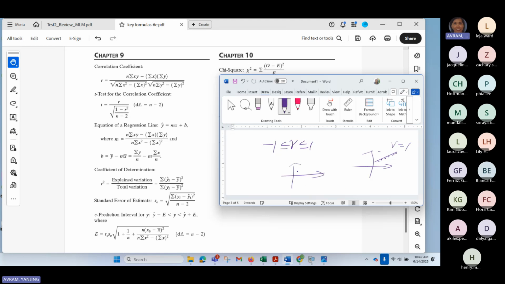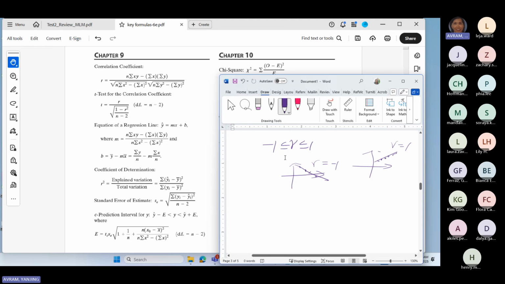And if the points line up perfectly in a straight line, but it's decreasing, then R will be -1. Okay, so that is the correlation coefficient. It indicates how strong the relationship is between X and Y, the dependent and the independent variables, right? So that is the R.